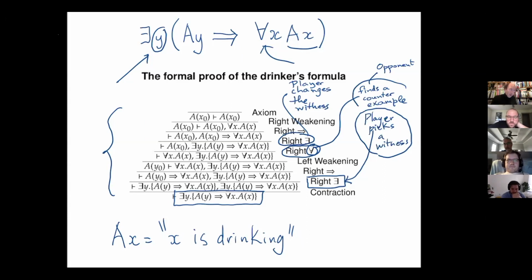And so really the reason why it's not constructive is that the player needs the information from the opponent in order to convince the opponent and get the property right. And if we look at it from an algebraic point of view, the player was able to pick the witness twice, here and there.